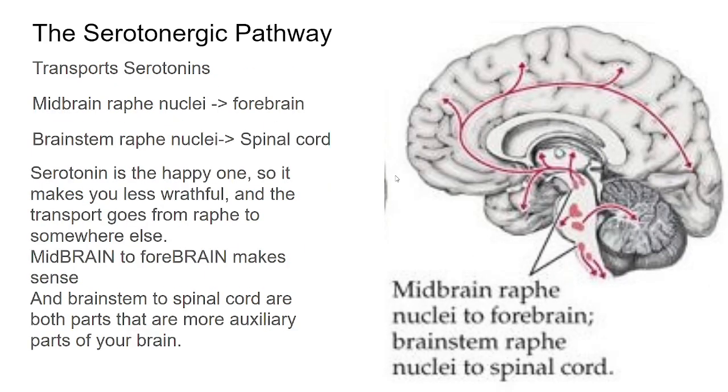Next up is the serotonergic pathways. This one transports serotonin, sorry about that S, and it goes from the midbrain raphe nuclei to the forebrain, and from the brainstem raphe nuclei to the spinal cord.